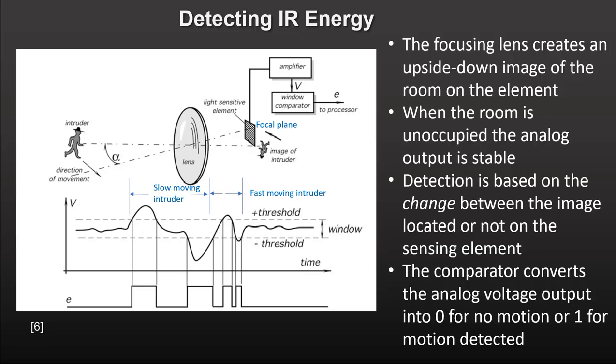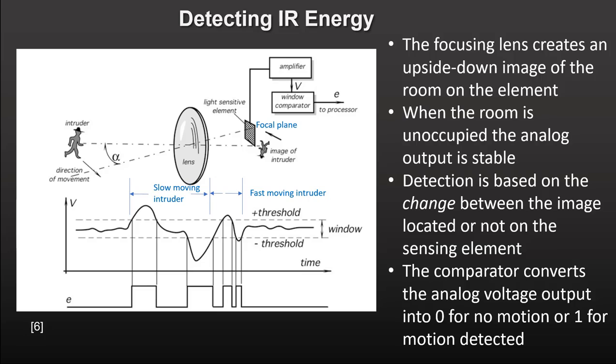If the burglar enters the room, his image appears on the focal plane of the detector. Eventually, his image will overlap with the sensing element. If he keeps moving, it eventually will not overlap. Detection is based on the change produced between the image coinciding or not coinciding with the sensing element. This leads to the change in infrared energy and the resulting transfer of heat energy through the pyroelectric element.